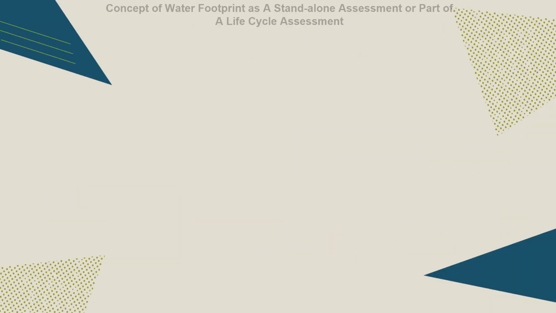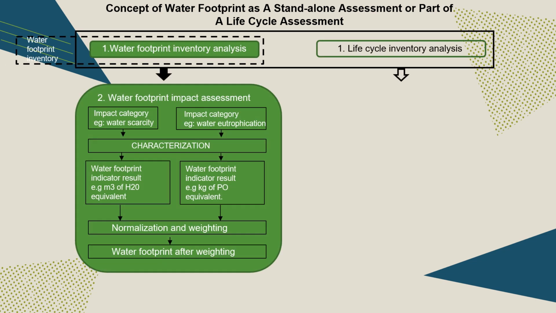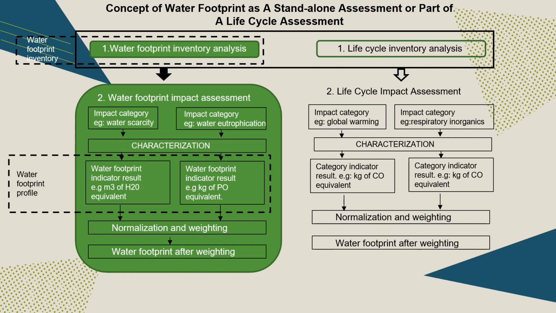And lastly, as we can see, this is the graph that shows the concept of water footprint as a stand-alone assessment of part of a life cycle assessment. The impact for water footprint impact assessment example is water scarcity and water eutrophication, while for life cycle impact assessment, the impact category example is global warming and respiratory inorganic. Then is the characterization. Same also for the life cycle impact assessment.